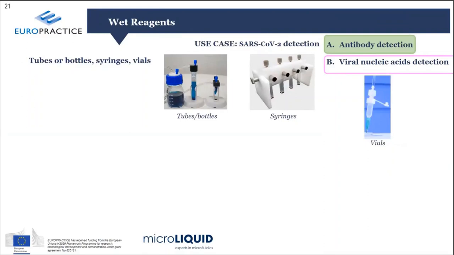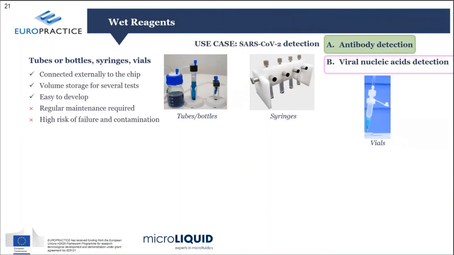And then we will also make use of wet reagents. In many cases, you will need reagents for specific labeling or cleaning processes. You can run them using tubes, bottles, syringes, or vials, which are integrated into the point of care system, but externally connected. The volume storage can be high, so you can use them for several tests, and they are easy to develop. However, this approach brings regular maintenance requirements into the point of care system, and a high risk of failure, also due to contamination.